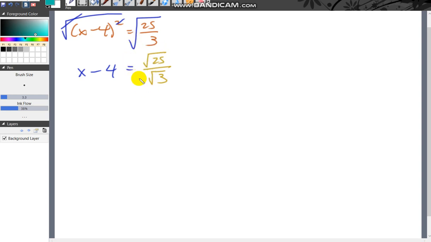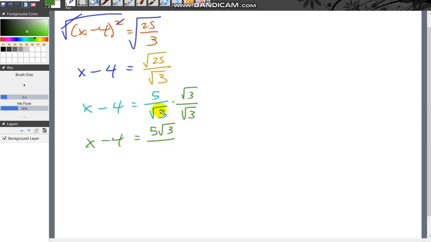Now, a couple ways you could do this. If you see the square root of 25 is 5, you could actually break that down. So x − 4 equals 5 divided by the square root of 3. Now, we don't want square roots in the denominator, so we have to multiply top and bottom by the square root of 3. We get x − 4 equals, this multiplies right across, 5 times the square root of 3, divided by the square root of 3 times the square root of 3, which is 3.